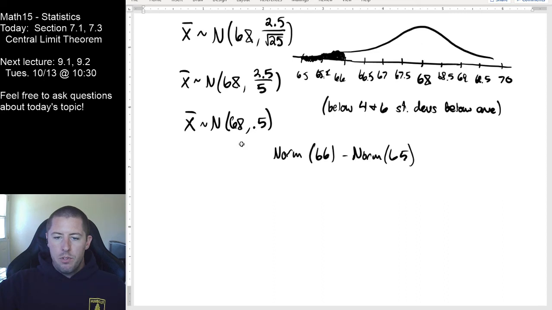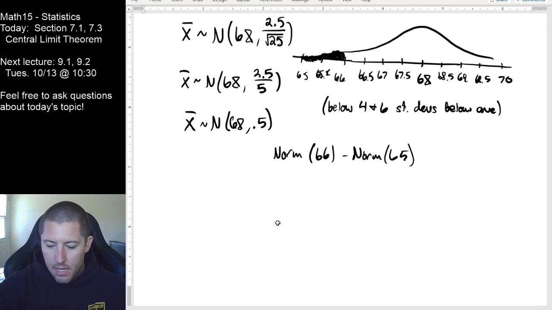So now when I make my probability computations, I'm looking at the probability that, I've got to call it X bar now, is less than 66, because we're now looking at the probability that our average is between 65 and 66, not an individual. So now I'm going to do the same type of thing here.